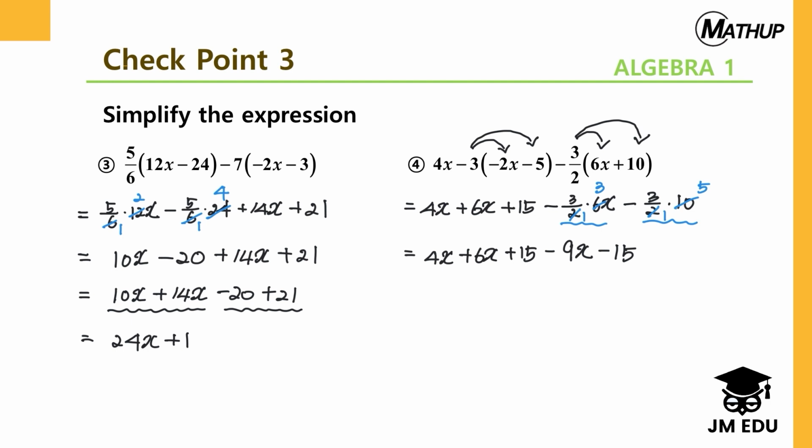Now what we're going to do is group like terms. We have 4x, 6x, minus 9x. These are x terms. Plus 15, minus 15. These are constants. So 4 plus 6 minus 9. 4 plus 6, 10. Minus 9, that's 1, right? So that's just 1x. Plus 15 minus 15, that's a 0, right? So we don't have to write it. So the final answer for number 4 is x.